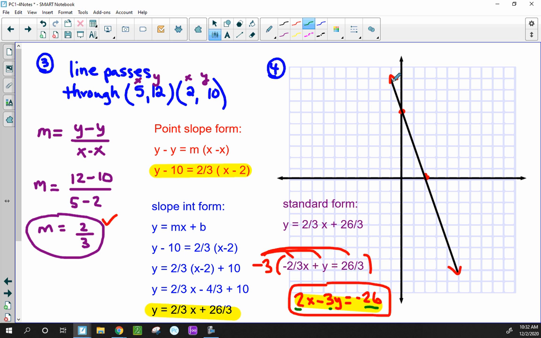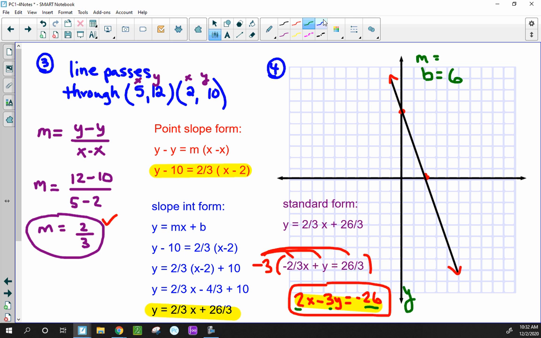On number 4, I'm not going to go through the entire problem with you, but I do want you to be aware that you could be given a graph. And if you are given a graph and they're asking you the same question, write an equation in all 3 ways, I would, in this case, I think I would just start by finding the b and the m and doing slope-intercept form. The b is where this line crosses the y-axis, and it crosses at 1, 2, 3, 4, 5, 6, so the b is 6.